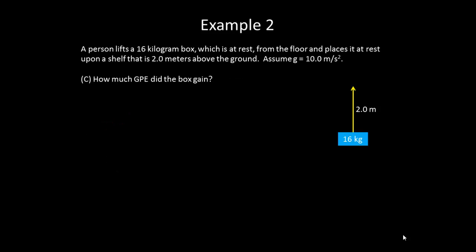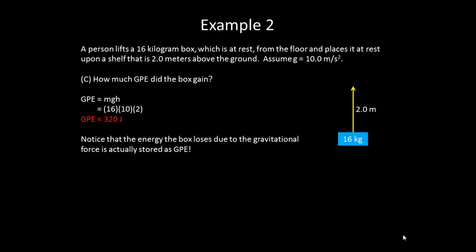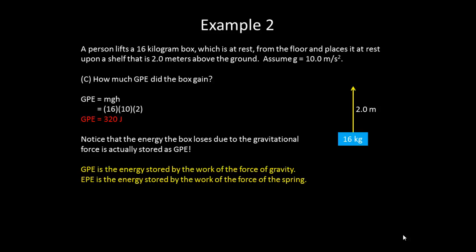How much GPE did the box gain? Well, gravitational potential energy is equal to mass times g times the height, so we get 16 kilograms times 10 times 2, and that's equal to 320 joules. Notice that this energy the box loses due to the gravitational force is actually not really lost, but stored as gravitational potential energy. So in summary, gravitational potential energy is the energy stored by the work of the force of gravity, and elastic potential energy is the energy stored by the work of the force of a spring.